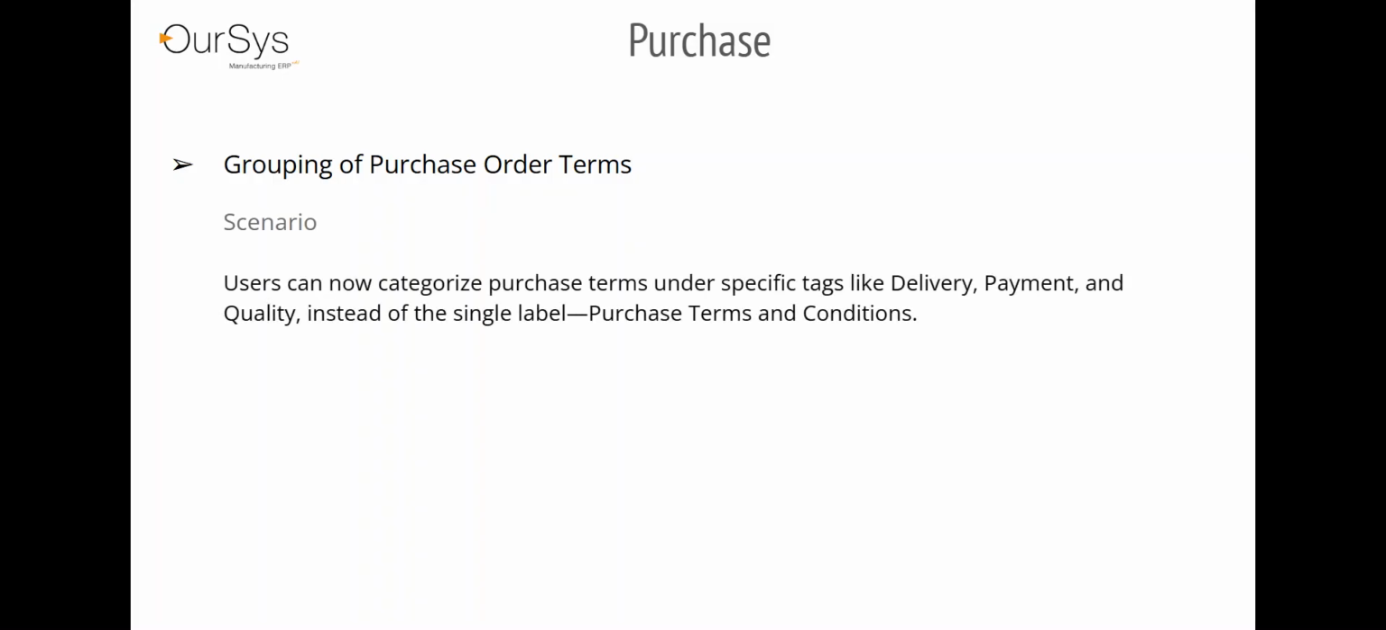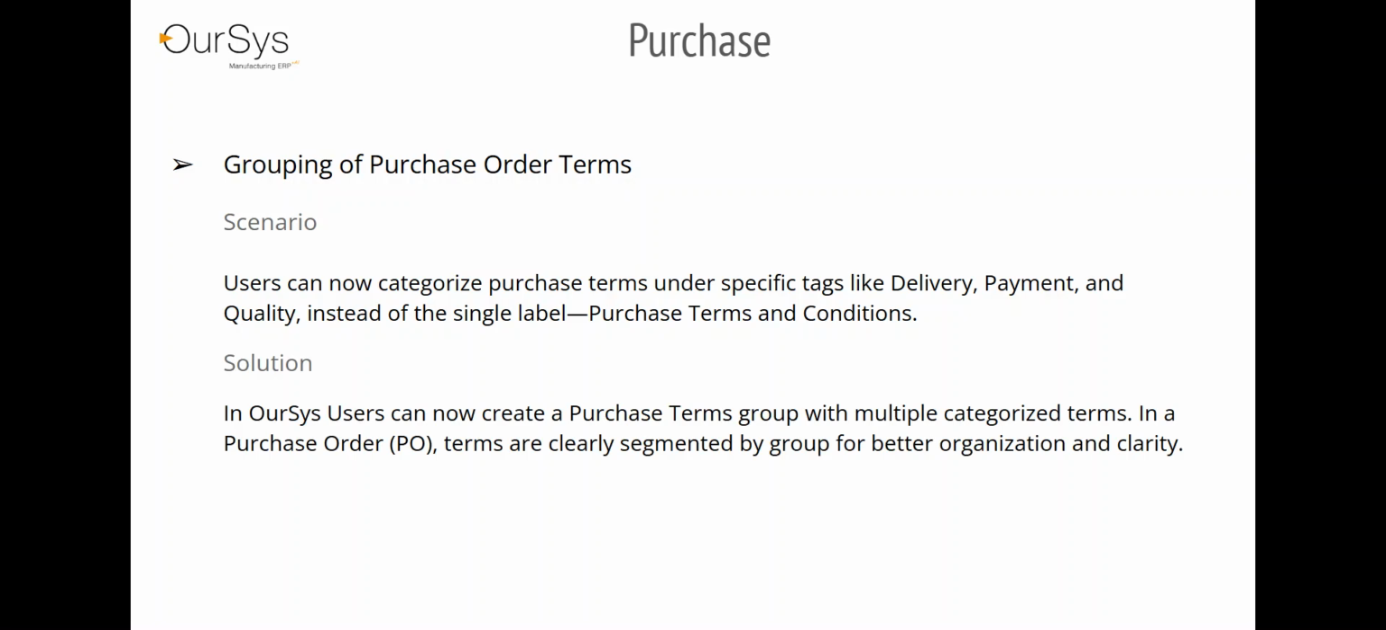Moving ahead with the next point, grouping of purchase order terms. So, in some cases, users might want to organize purchase order terms into different categories or groups. Let us understand with the help of an example. Terms could be grouped under a label like delivery, payment, quality. Before, all these terms were simply grouped under one label called purchase terms and conditions.